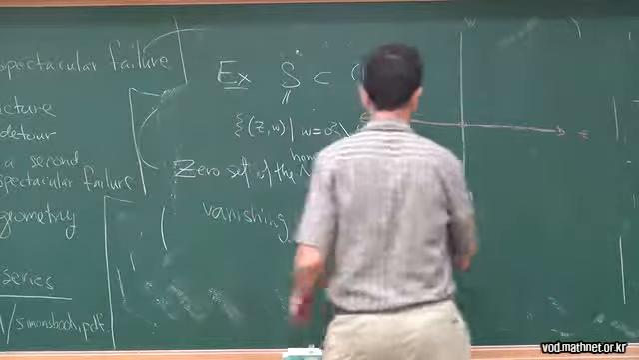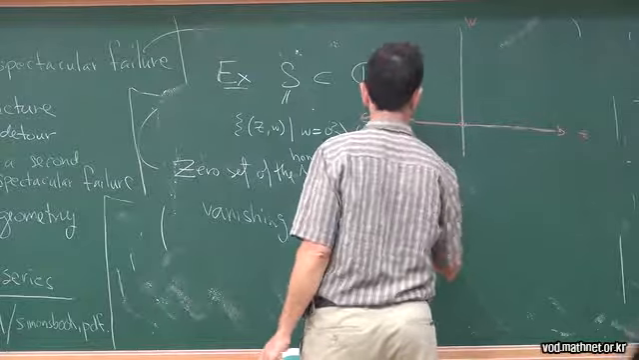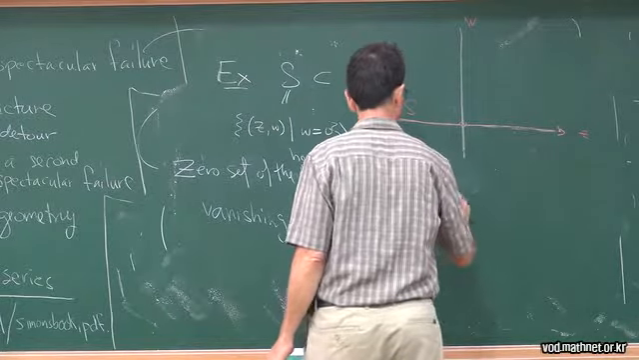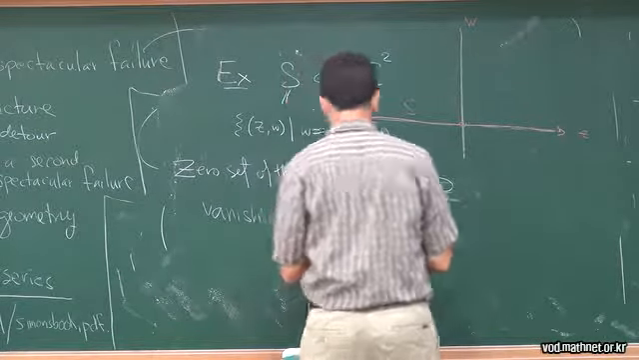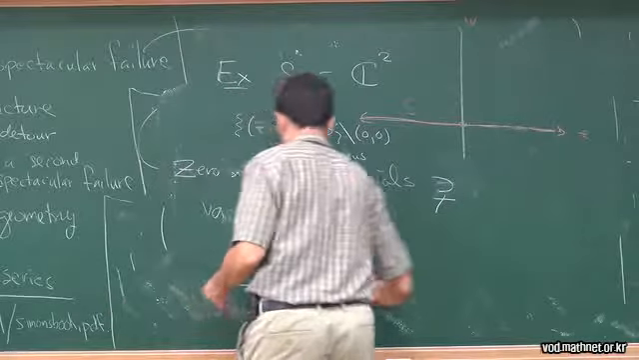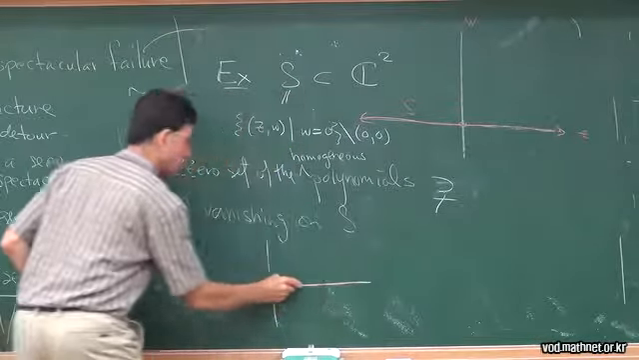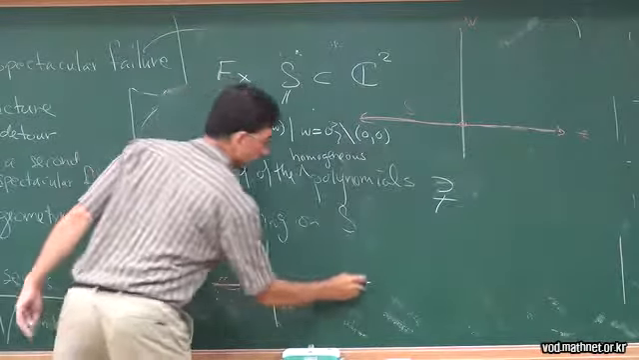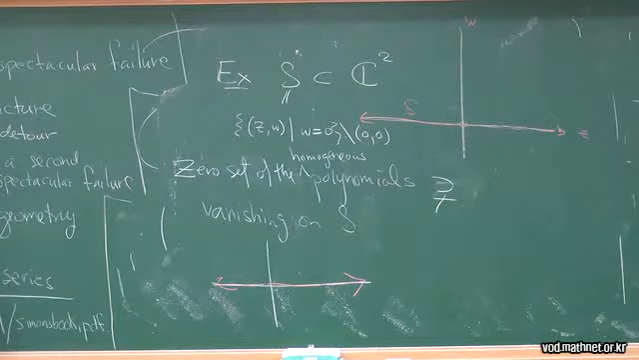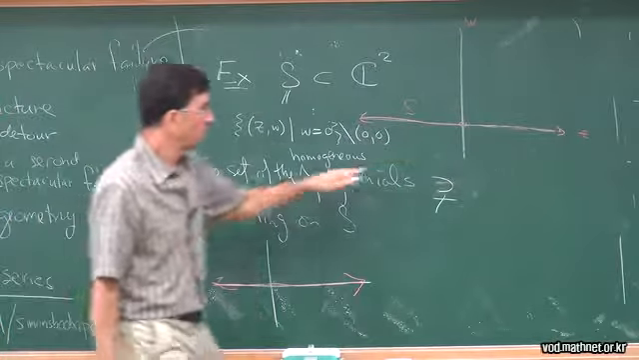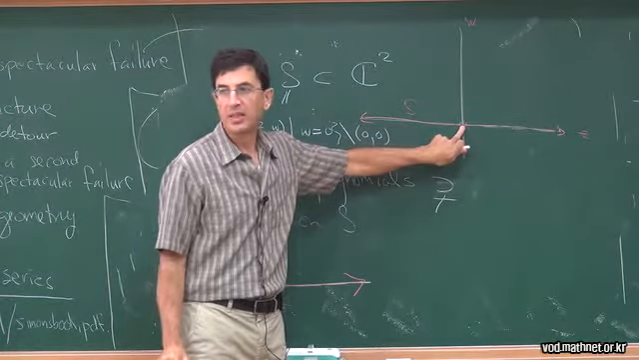So the zero set of these is not equal to S. The zero set is strictly larger than S. The zero set looks like this. It's the whole line. That is, polynomials are unable to see this point.